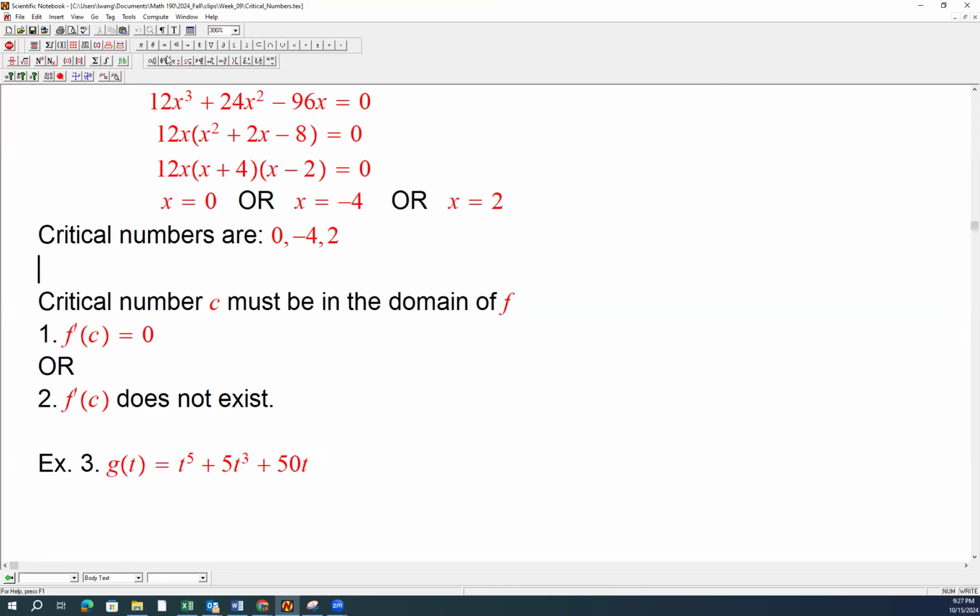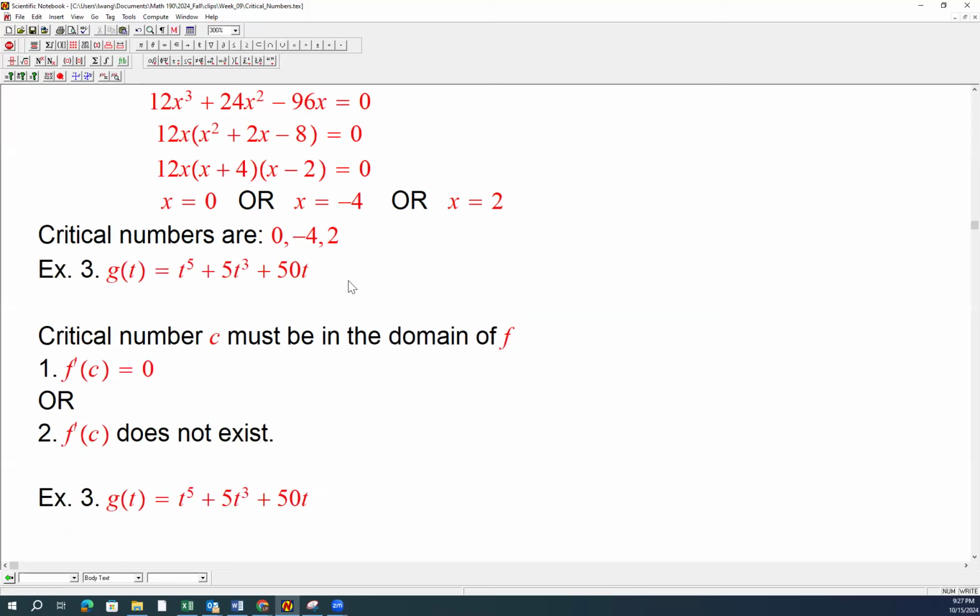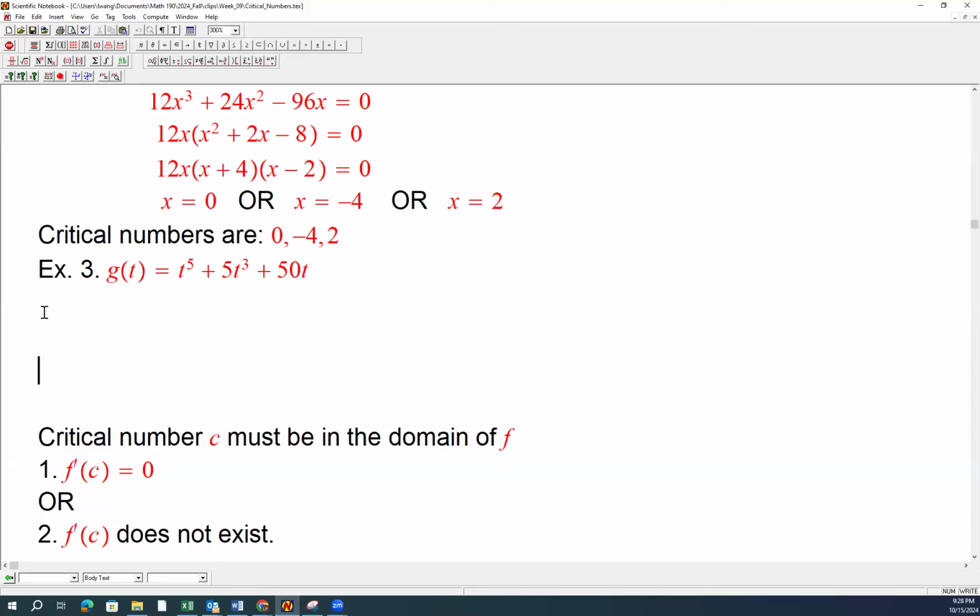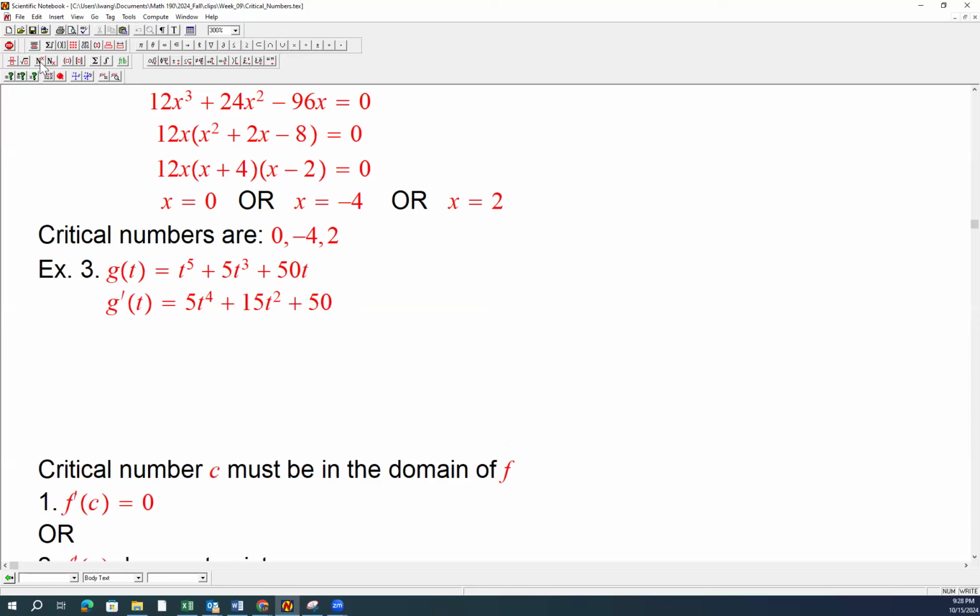Example number 3. Sometimes we don't use x, we use t. And in this case, it is still a polynomial. So we're going to define the derivative with g prime of t equals 5t to the power 4 plus 15t squared plus 50. Knowing that we need to factor, and by this time you probably would factor already, I have 5t.